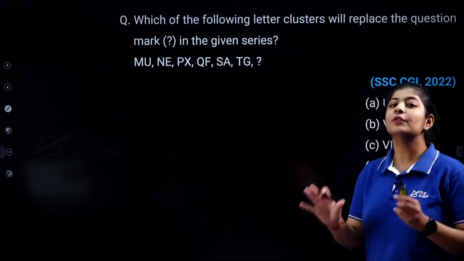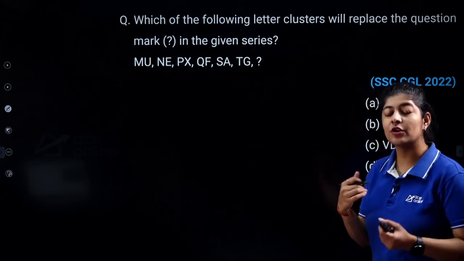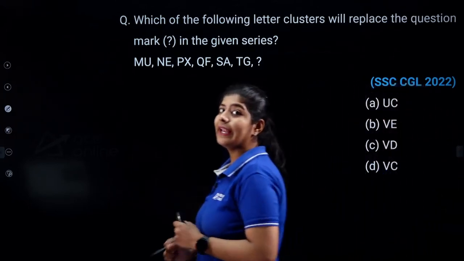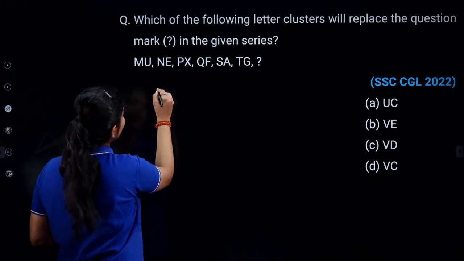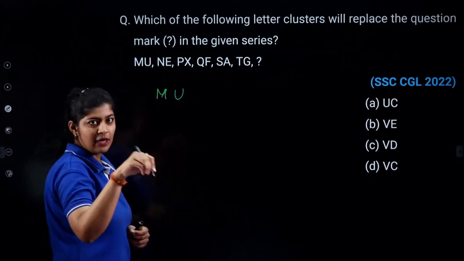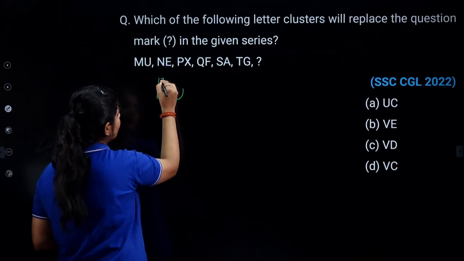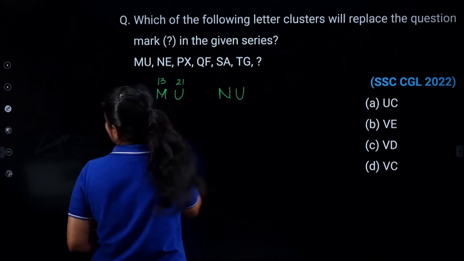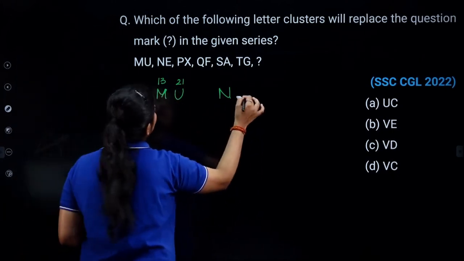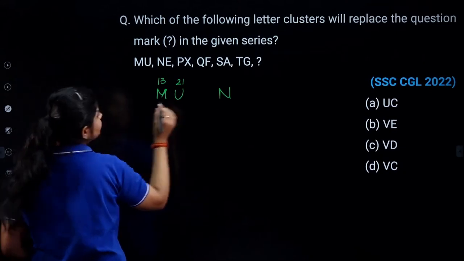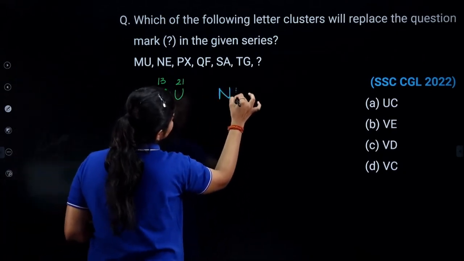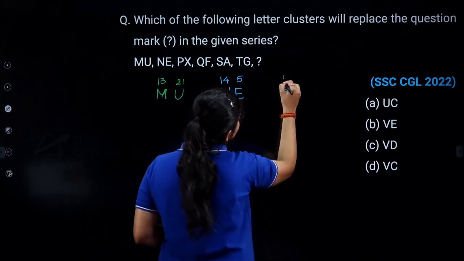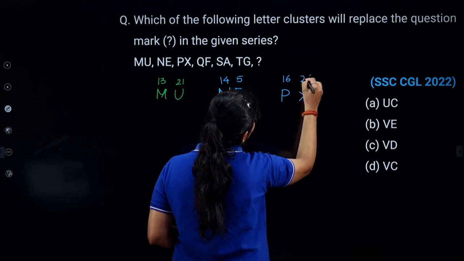Again, we are having questions from the alphabets, right? So it's better if you remember all the associated numbers related to these alphabets. So what we are having over here is MU. I'm also writing the associated numbers over here, 13, 21. And here we are having E, P 16 and X 24.